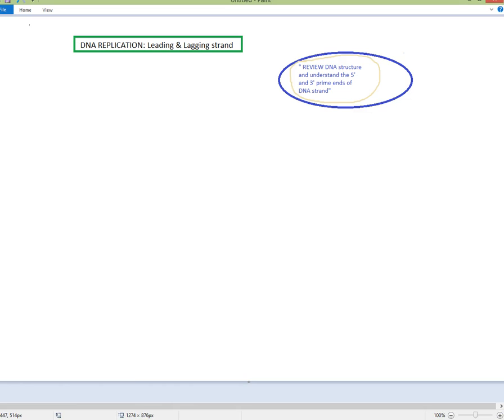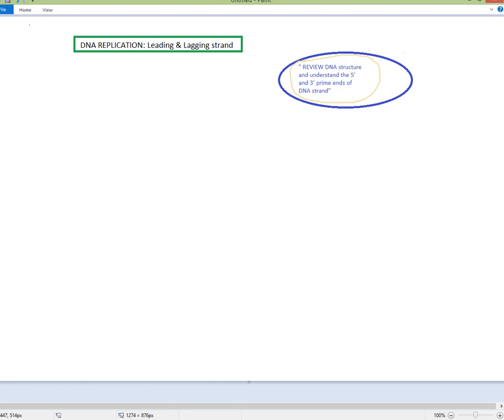Hi, this is a video that I'm starting on DNA replication, and our focus would be on the leading and lagging strand, because sometimes it is very difficult to understand the strands during the replication: which one is leading, why it is leading, and which one is lagging and why it's lagging.